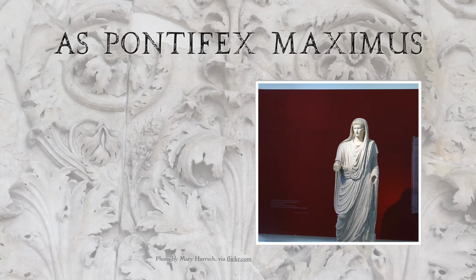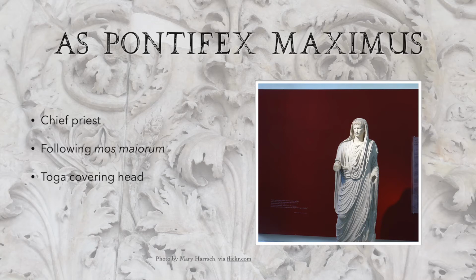Here we have a statue of Augustus as Pontifex Maximus. You'll remember that is the head priest of Rome. And so in this he's sort of appealing to the mos maiorum. And with his toga covering his head, that is a traditional or sort of modest religious way of appearing, and it shows his pietas or devotion to duty.